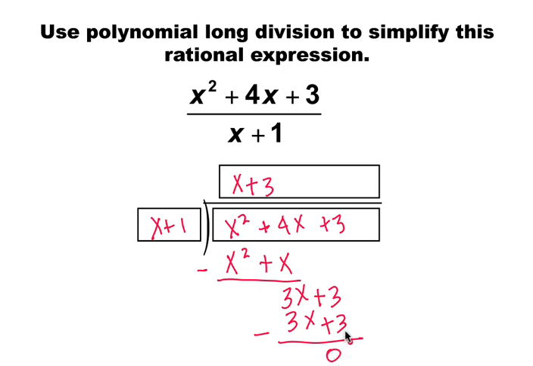Since there is no remainder, the simplified form of this expression is equal to this term here. So we get x squared plus 4x plus 3 divided by the expression x plus 1 is equal to x plus 3.